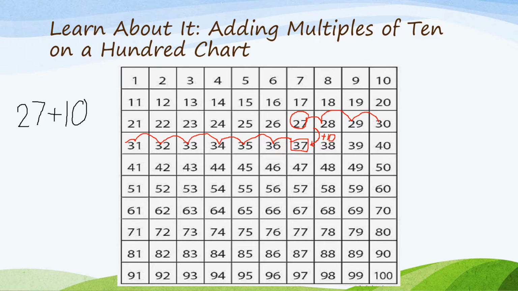You may have also noticed that there are 2 10s and 7 1s in 27. In 37, there are now 3 10s and 7 1s. There are 3 10s since we added 1, and the 7 stays the same. Will this work again if we add another 10? Let's try with 37 plus 10 more.